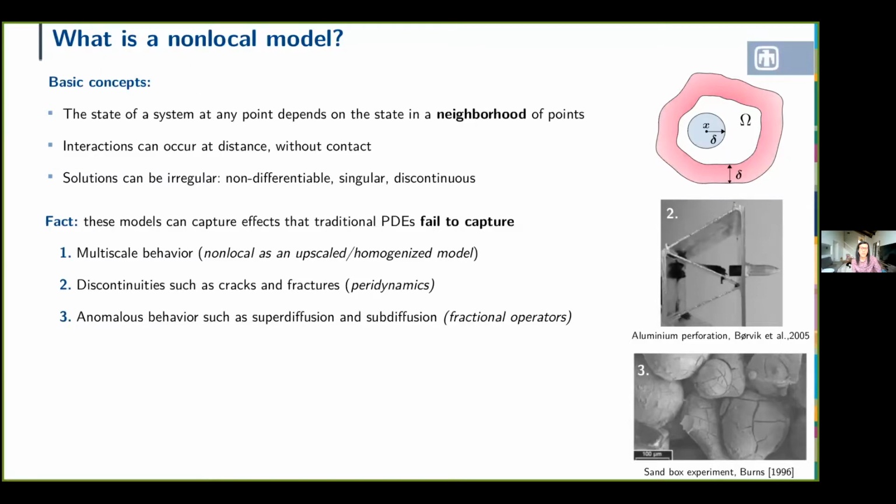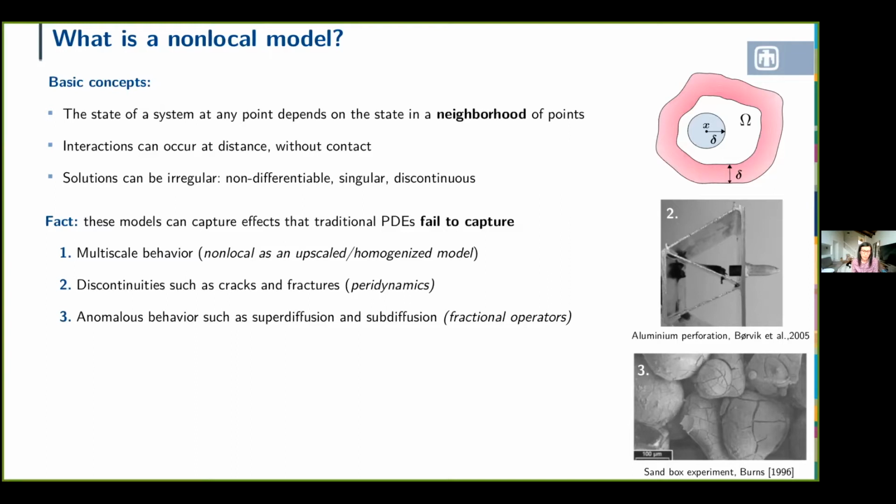The most important feature of a non-local model is that the state of a system at a point depends on the state in a neighborhood of points. What you can see from this figure is a space non-locality. Every point in a bounded domain depends on a neighborhood of points. We call this neighborhood the non-local neighborhood, and delta is usually the interaction radius or the horizon. The most important feature here is that interactions can occur at a distance and without contact. And solutions of these models can be very irregular. They don't have to be differentiable. They can be singular. They can be discontinuous.